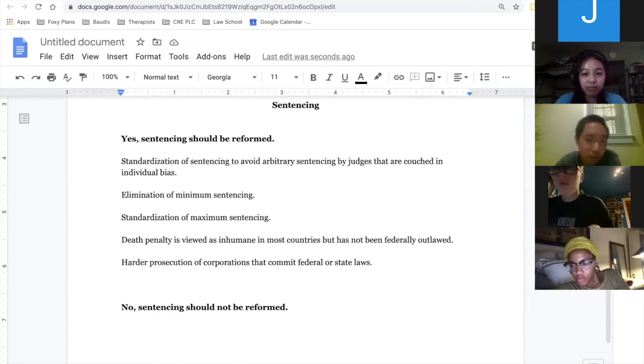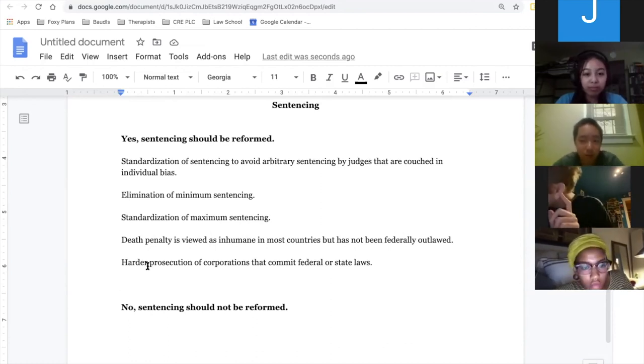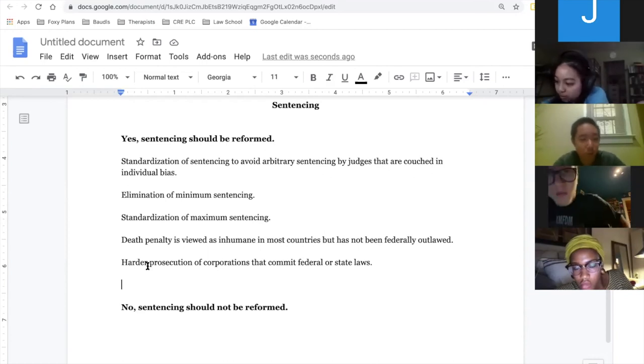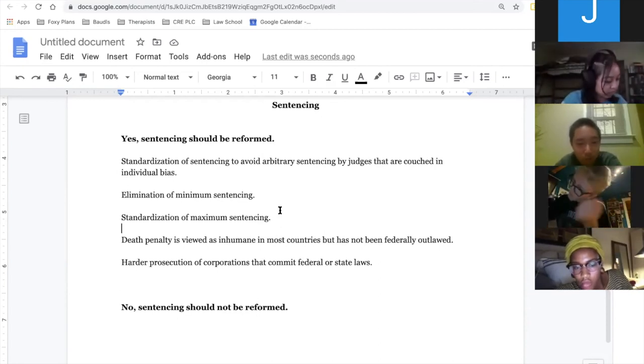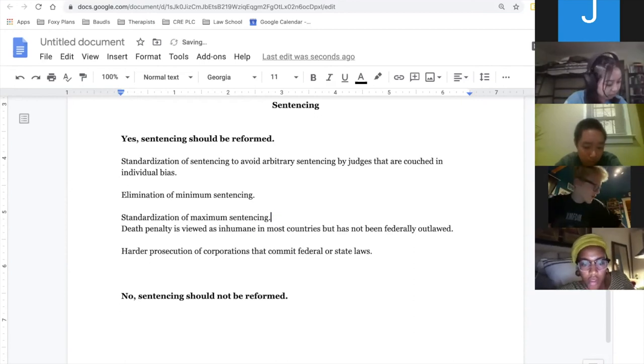I would say that sentencing should be reformed in that courts shouldn't be able to sentence people of color for super long amounts of time, because some more wealthy people get sentenced for a few months, while other people who steal something get sentenced for years. I'm gonna add that onto the standardization of maximum sentencing.